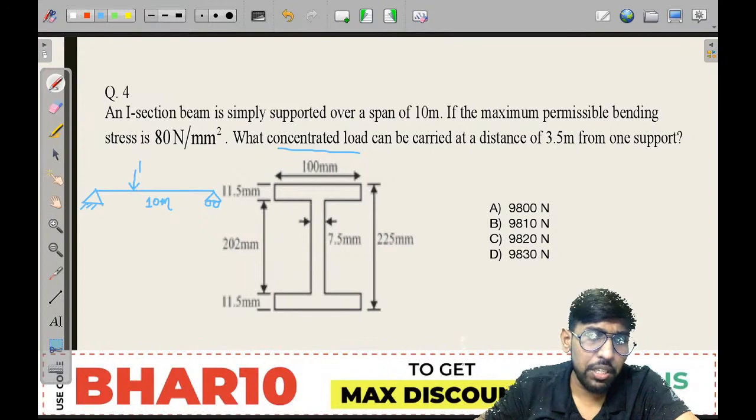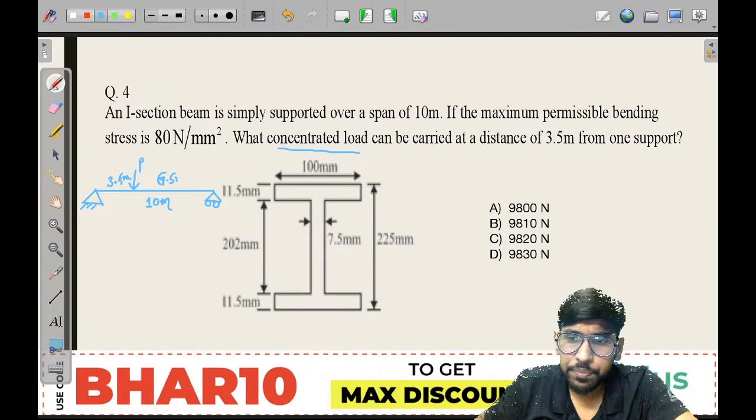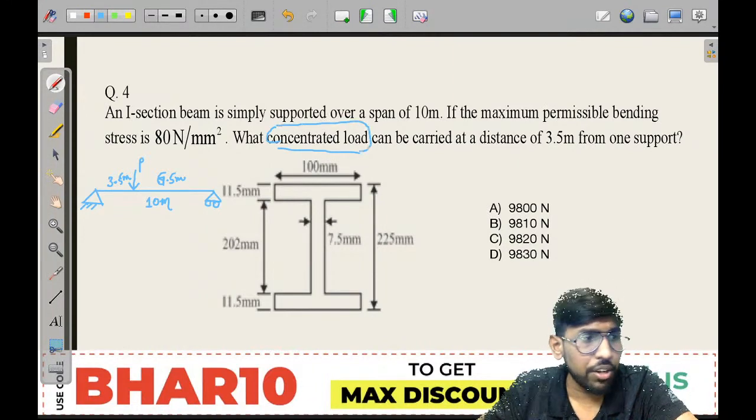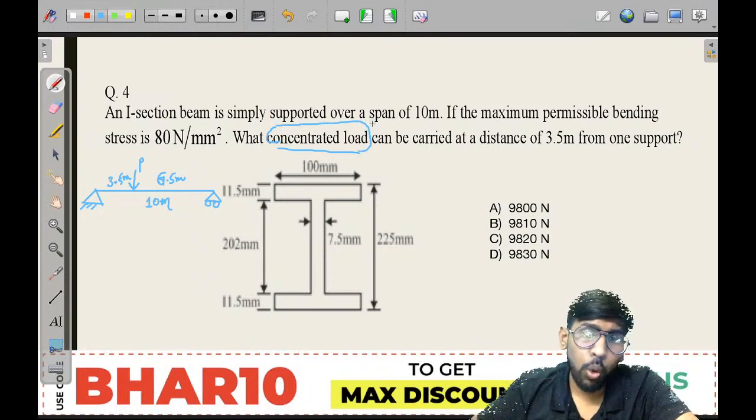So suppose this is P. What concentrated load you need to apply at this point? This is 3.5, so the other is 6.5 meter. So it is asking what is the concentrated load. You need to find the P value. You have been given sigma max. You have been given the I section.